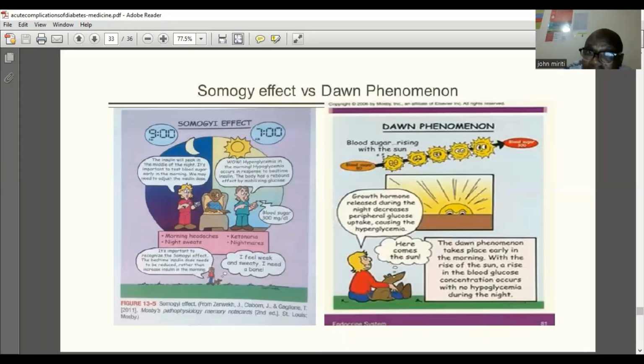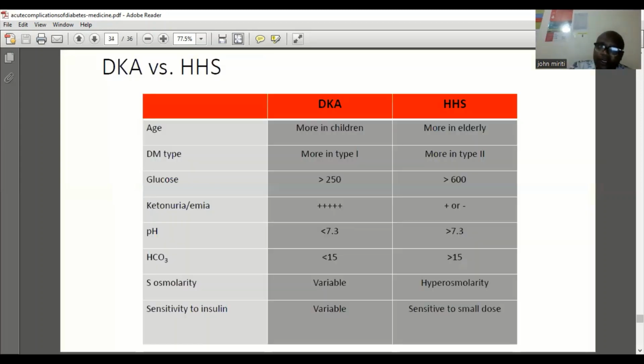In the dawn phenomenon, the blood glucose rises with the sun. As the sun goes up, that is how the sugar starts going up. In the morning it is very small, and as it goes to noon, it is high. The growth hormones released during the night decrease the peripheral glucose uptake. The dawn phenomenon takes place early in the morning with the rise of the sun, with a rise in blood glucose concentration after hypoglycemia during the night. So that is the Somogyi effect versus the dawn phenomenon.